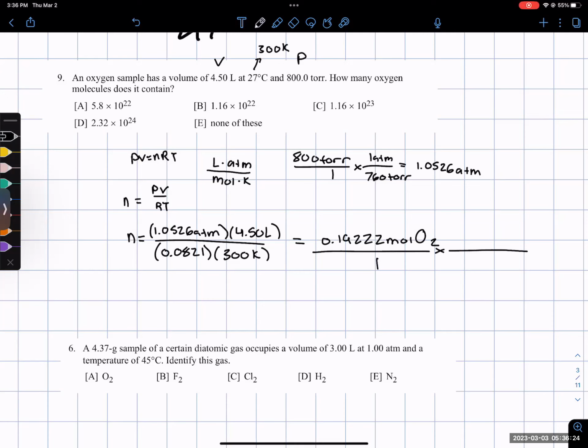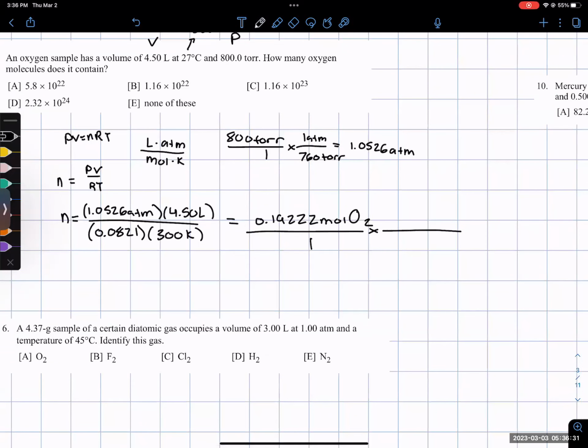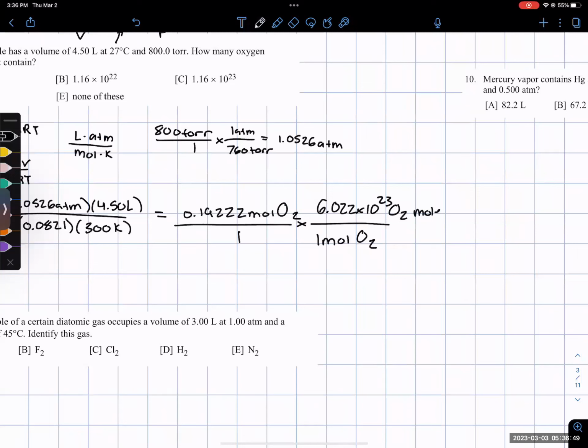So now what's the important number that we gotta remember to use? Avogadro's number. So should it be multiply or divide by Avogadro's number? Multiply. Right, so our units cancel out. So we know 1 mole of oxygen gas has 6.022 times 10 to the 23rd O2 molecules.